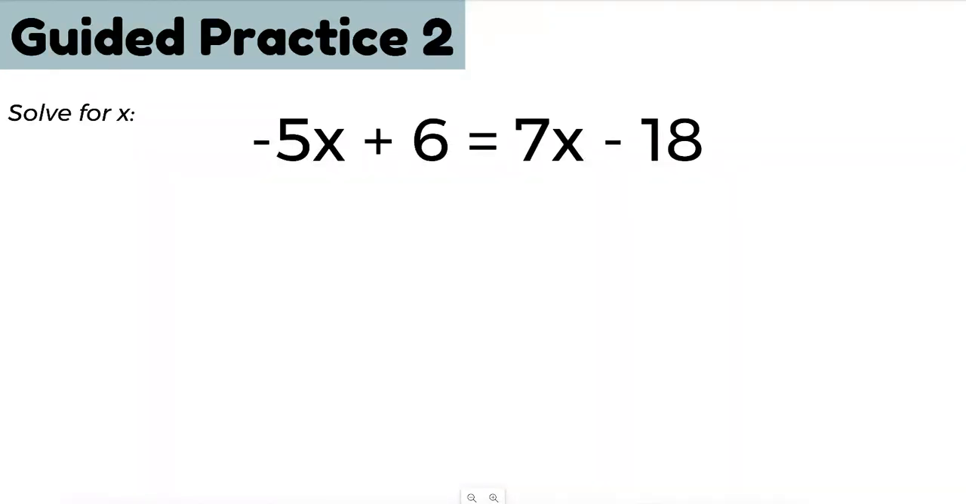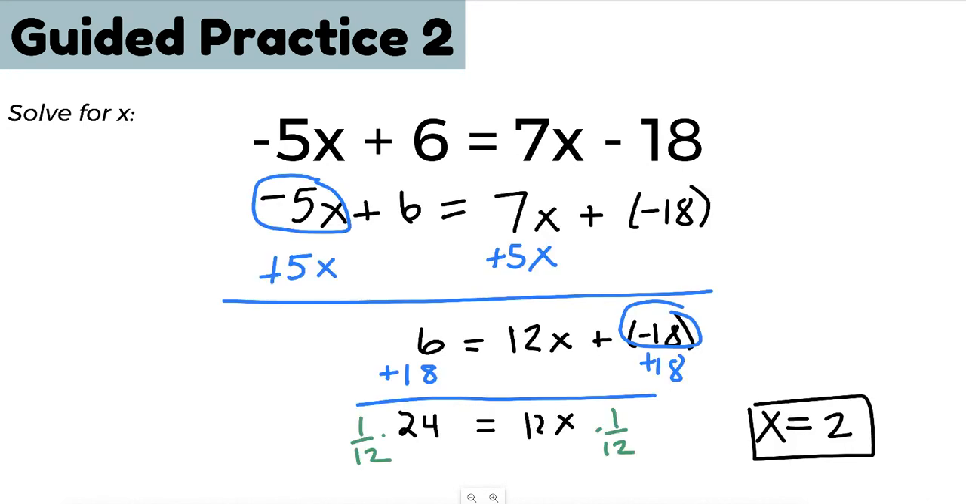Okay, try this one on your own. Hit pause, try it, and then come back to see if you're right. Okay, you should have gotten x equals 2. Take a second and compare your work to mine. And that's it.